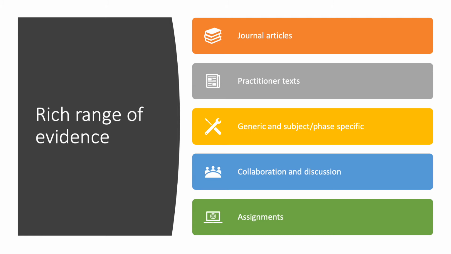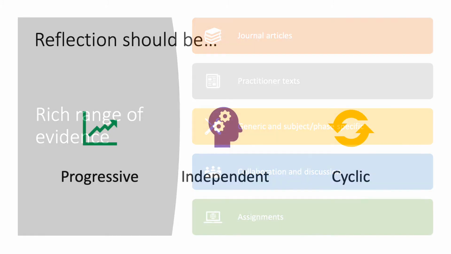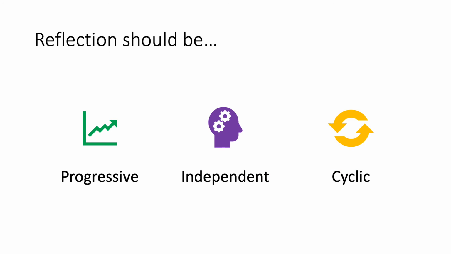But what we're looking for here is that there's multiple sources, there's a rich range of evidence, and that the student is taking a progressive, independent and cyclic approach to this reflection, in which they don't see the job as being done when they've reflected once, but that they continually feed in more and more information.